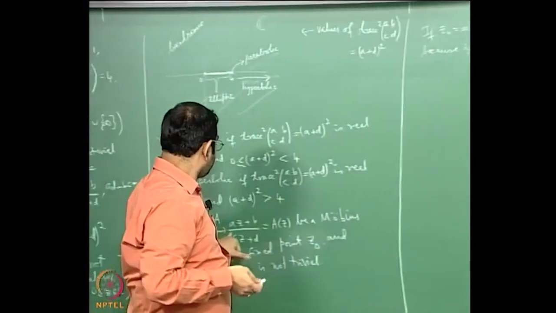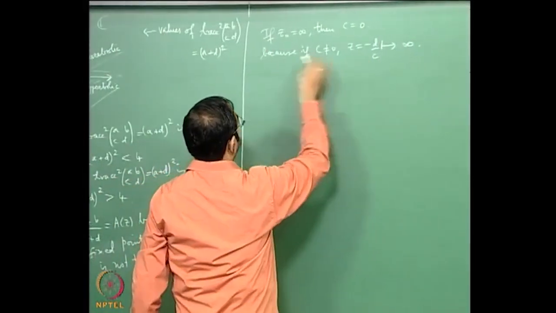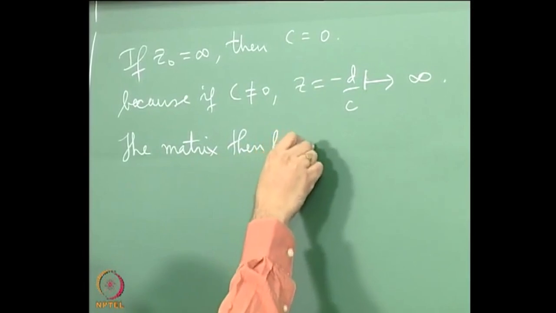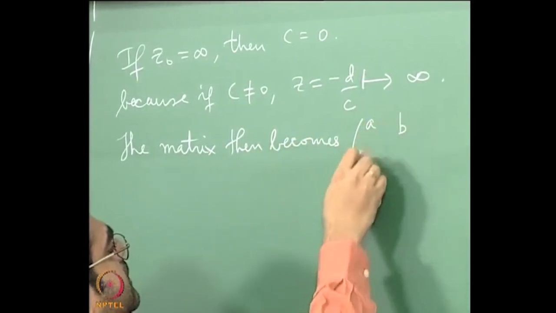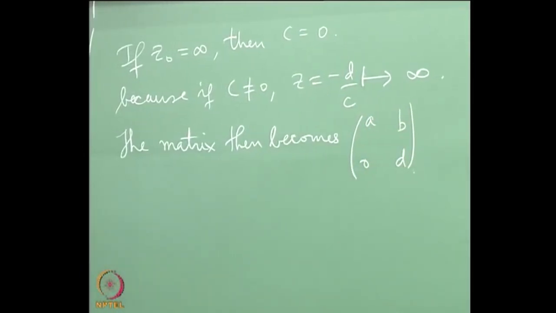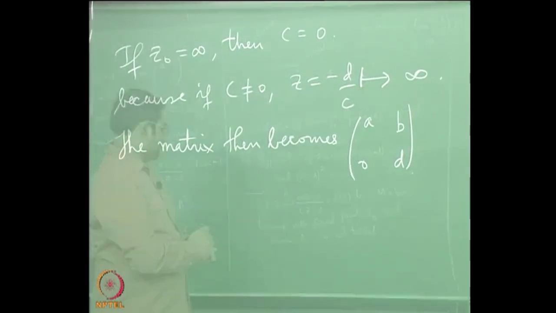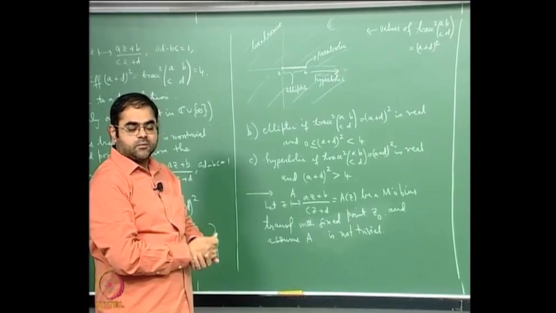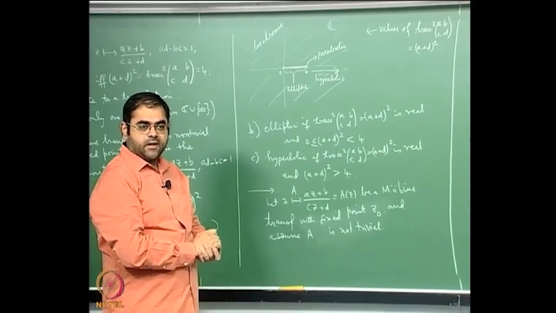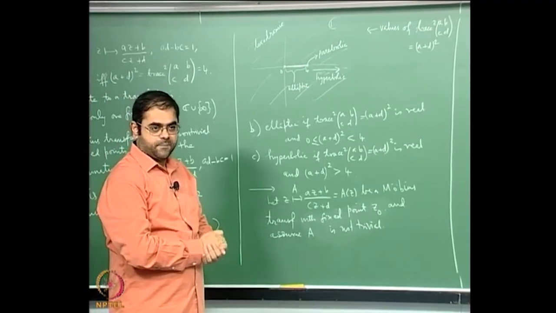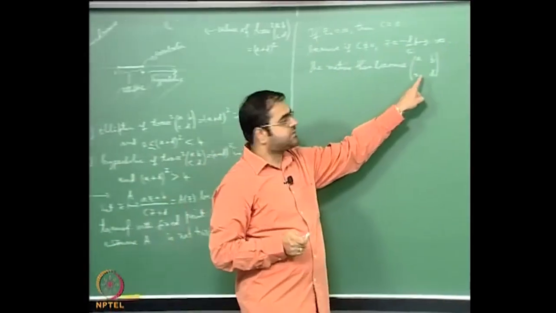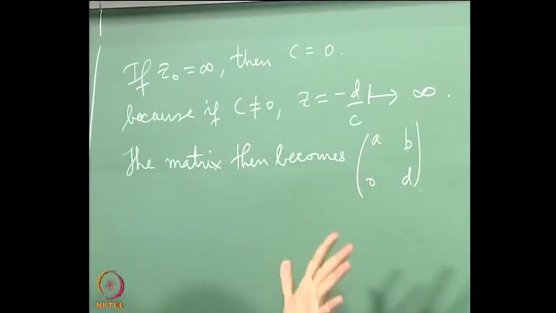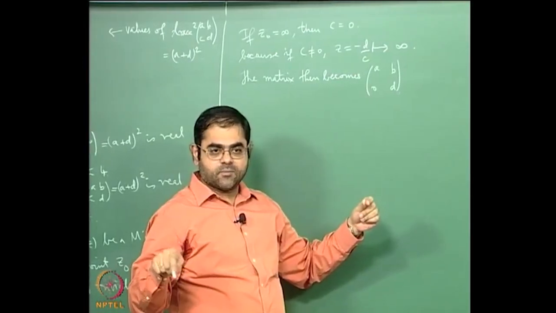So what it means is that the matrix then becomes A B 0 D. And in fact these are precisely the Moebius transformations which are automorphisms of the complex plane. What are the Moebius transformations which are automorphisms of the complex plane? They are all those Moebius transformations which keep the point at infinity fixed, and for keeping the point at infinity fixed, this is the upper triangular matrix form that you will get. So Moebius transformations of this type form the holomorphic automorphisms of C, and we used to denote that as PSL(2, C).